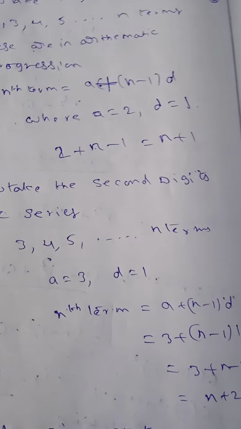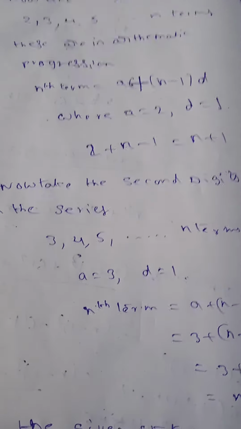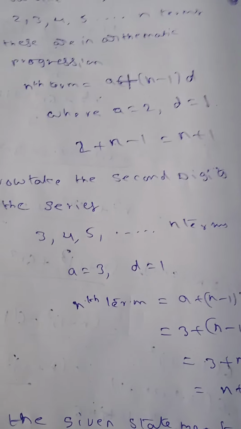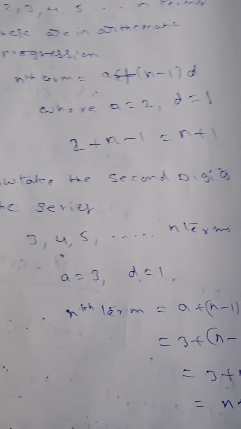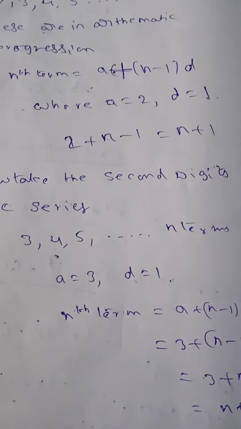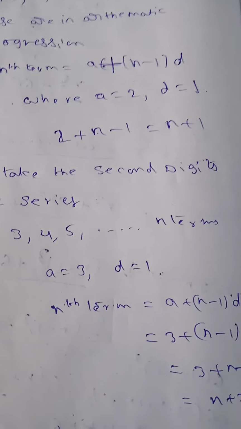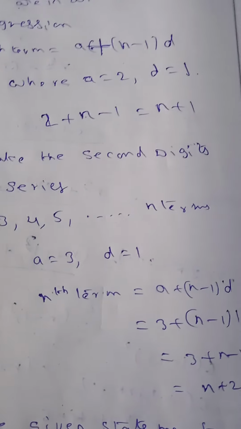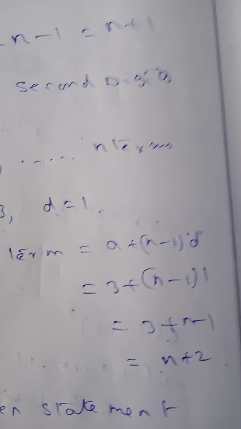Now take the second digits in the series 3, 4, 5 and so on up to n terms, that is a equal to 3 and d equal to 1, where a is the first term and d is the difference between two successive terms in the arithmetic progression. Therefore nth term equals a plus (n minus 1) into d, that equals 3 plus n minus 1, that equals n plus 2.